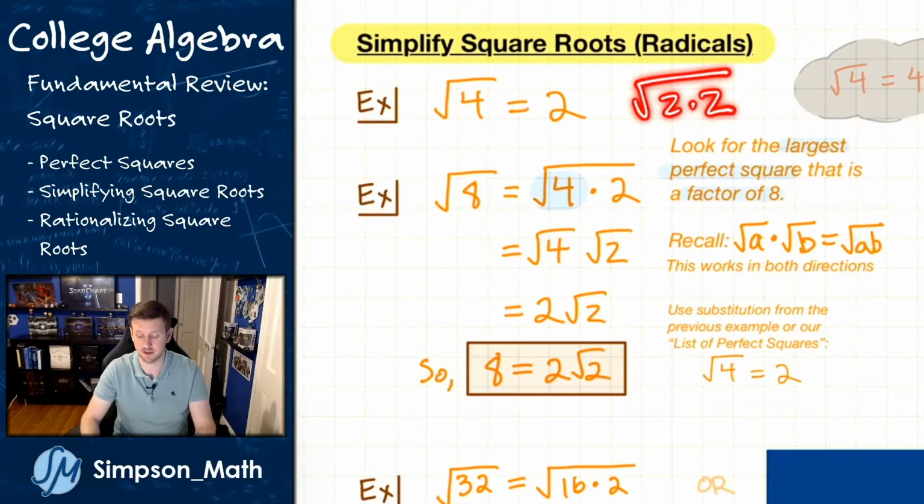Another way to think about it is that this 4 is 2 times 2. Sometimes people think about pulling out a pair. If there's a pair of 2s, that pair of 2s comes out, and we're left with that 2. They come out as one single one.